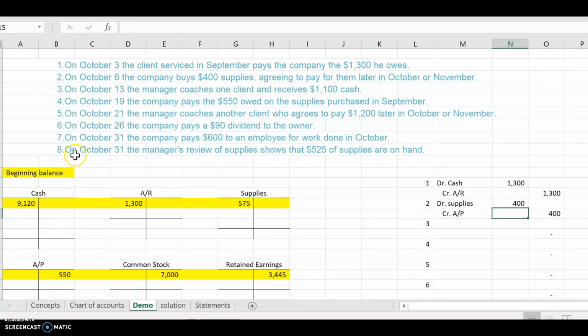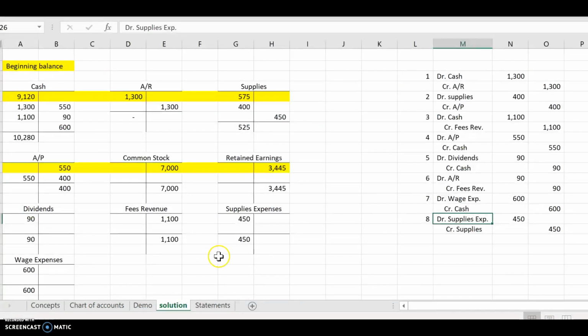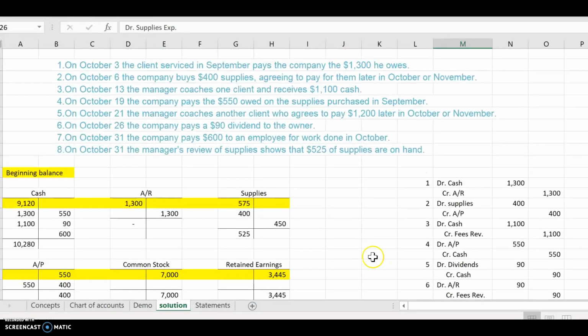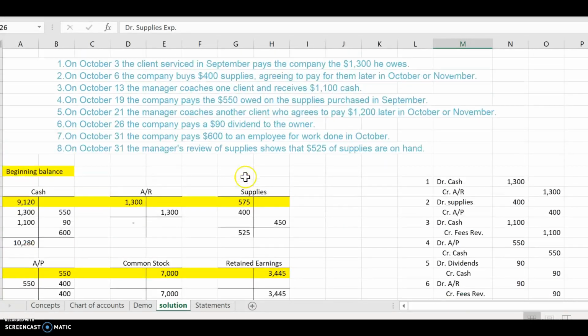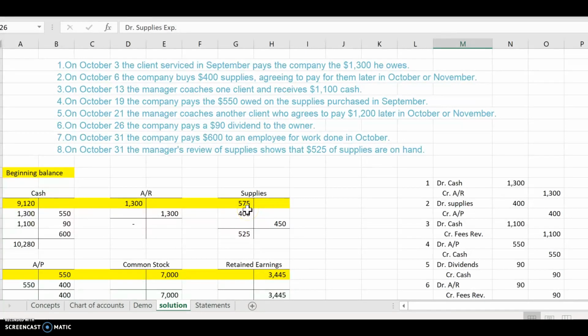I'm just going to talk about the last one on October 31st, the manager's review of supplies showing that 525 of supplies are on hand. What does that mean? Okay, how are we going to record that? I'm going to skip directly to the solution and show you how we do what we are doing here. Okay, so if we look at the supplies account, the beginning balance, we begin with the 575 supplies on hand, which means last month we have $575 of supplies left on hand in our warehouse, whatever.